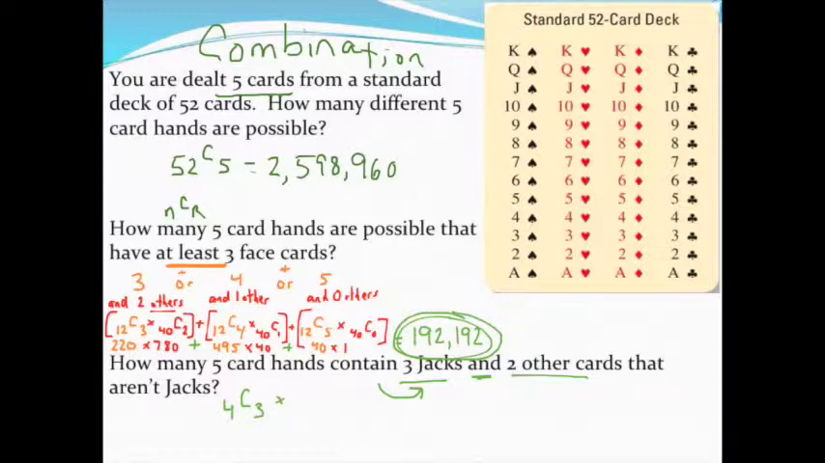And it tells me to multiply, because I want both of these to happen, 2 other cards that are not jacks. If there's 4 cards that are jacks, that means there are 48 cards that are not jacks, and I want to end up with 2 of those. Calculating these first on my calculator, there's 4 ways to get dealt 3 jacks, and there are 1,128 ways to get dealt 2 cards that are not jacks. Multiplying those 2 pieces together gets me a total of 4,512 different ways to get 3 jacks and 2 non-jacks.